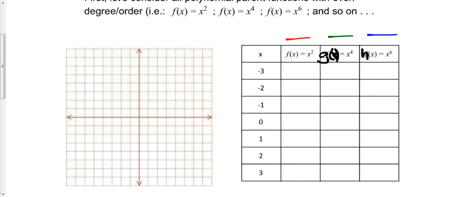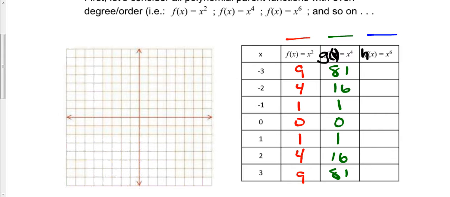So, we should be able to evaluate these graphs pretty easily, yes? Yes. 9, 4, 1, 0, 1, 4, 9. So 4, that is, let's see, that's green. First of all, 81. Let's see, 16. Yeah, 16. 1, 0, 1, 16, 81. And then to the 6th, ooh, to the 6th.